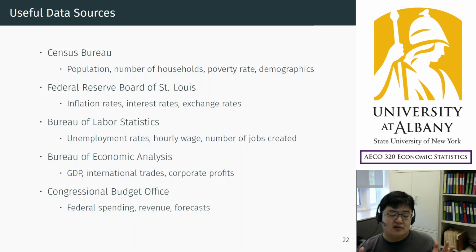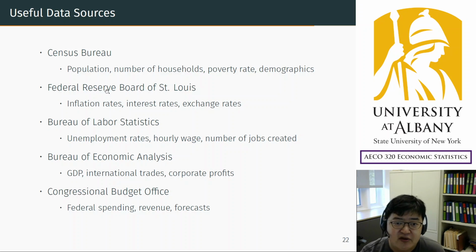So many data are produced by the government. For example, the Census Bureau publishes data about population, number of households, poverty rate, and demographics like age distribution, gender ratio, you know. So they are census data, so you can find them from the Census Bureau.